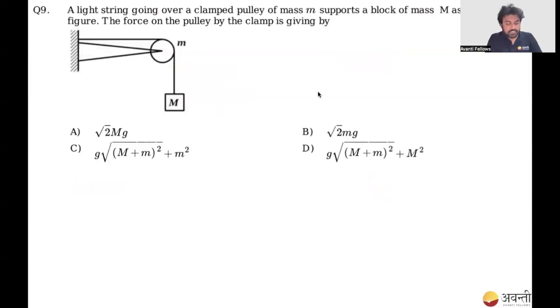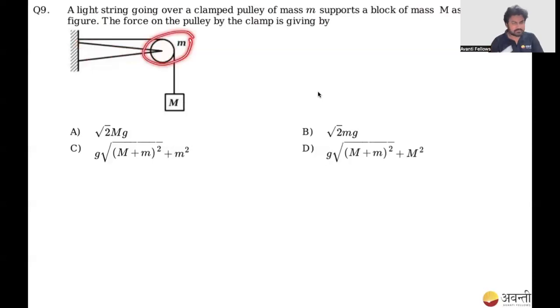Please read the question and then we'll discuss the answer. Let's see how to do this question. It looks dangerous, but it's a very simple question. It is telling a light string going over a clamped pulley. This is the clamp and this is the pulley of mass m.